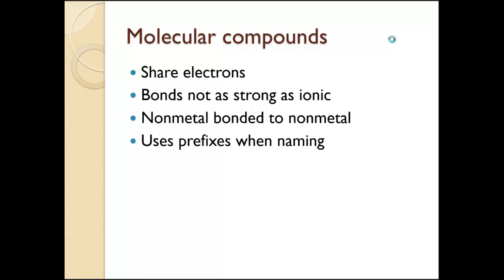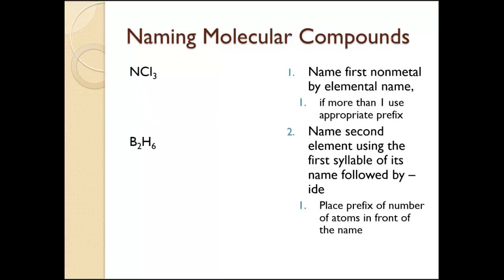So, first, name the first nonmetal by its elemental name. So, N is nitrogen. I didn't have to change the name at all. If it's more than 1, use the appropriate prefix. I only have 1, so I can move on. Name the second element using the first syllable of the name, followed by ide. So chlorine becomes chloride.